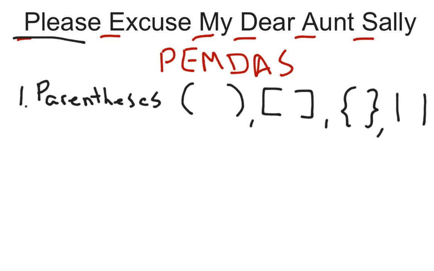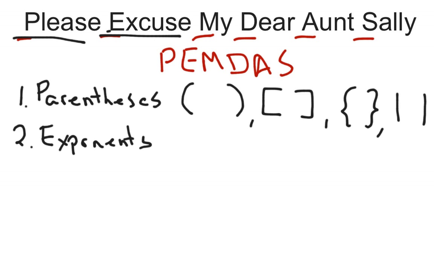The please, the P stands for parentheses. That's the first thing that we're going to do. Okay, on to the second word. Excuse, which is the E. So this is step 2. The E stands for exponents, which we already learned about. That was yesterday's lesson. So any type of exponents would be done next. If you see something like 2 to the 4th power or 3 to the 3rd power, any of those types of things, you're going to do that next.